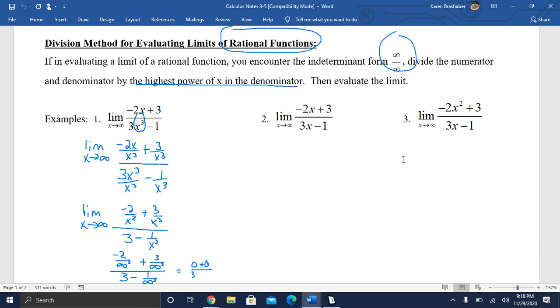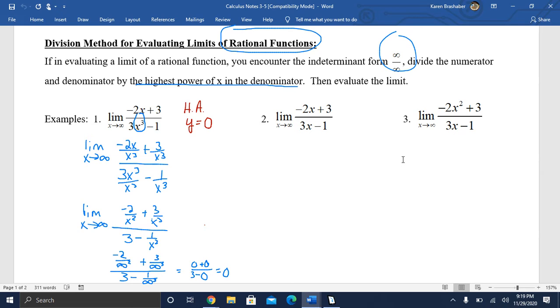So 3 minus 0, and that's going to be 0 over 3, which is 0. So we end up with 0 for this limit. And therefore, this rational function would have a horizontal asymptote. Remember, that's y equals a number, and it's whatever we got for that limit. So the horizontal asymptote for that rational function would be y equals 0.